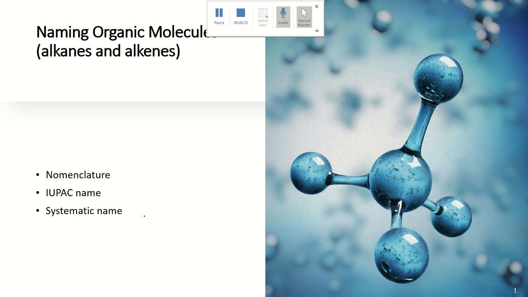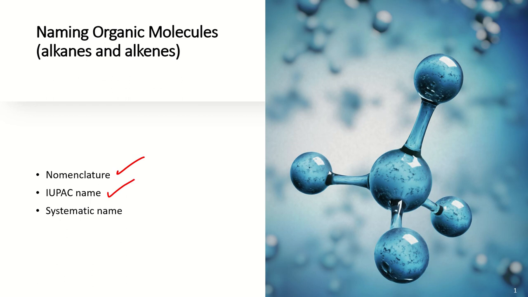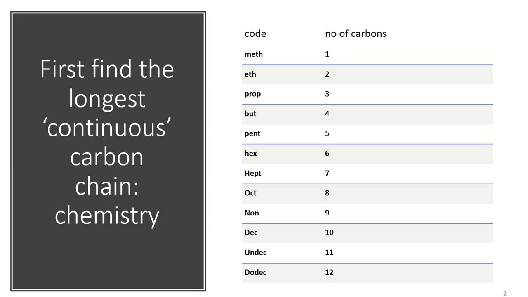You may well have heard the term nomenclature, which just means the naming process. You may be asked in an exam to give a compound its IUPAC name, which again is just the name according to the set of rules that we're going to discuss today, or the systematic name, which is the same thing again. It's just the name following the set of rules that we're going to go through today.